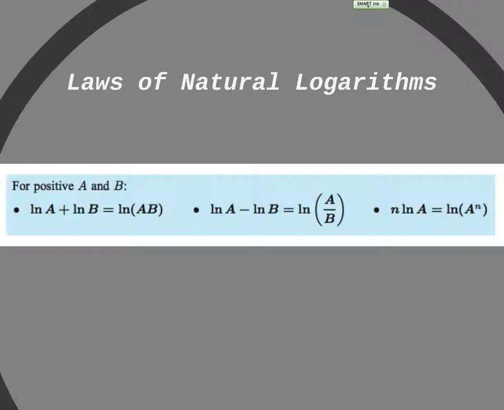Then we have the law with subtraction. Again, this is the same as those laws we've already had, where I can combine that subtraction and divide what we're taking the logs of. And if I had a division and I wanted to split it up, I would split it up using subtraction. So those are exactly the same. And so is this one, where if we're multiplying our log by some number, I can put that number into my log as a power of whatever I was taking the log of. So that n comes in and I have the natural log of A to the nth power.